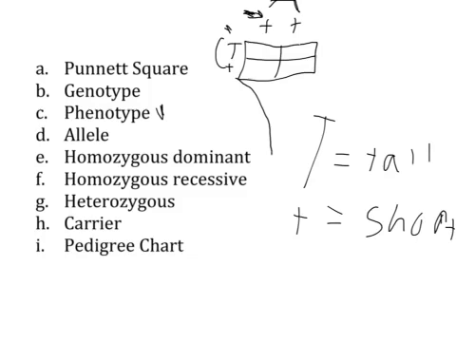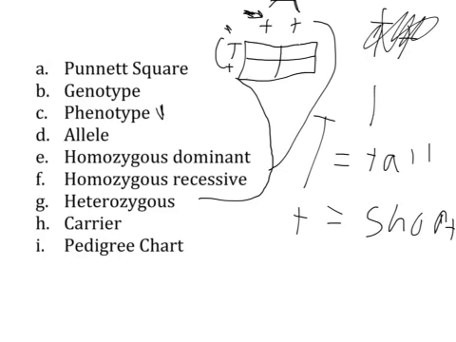This would be a heterozygous. Now, little t would be a homozygous recessive. Big T would be homozygous dominant, saying that they're the same. Homo means same, which means big T are the same. So that'd be homozygous dominant, and little t are the same, which means homozygous recessive. Hetero means different, so big T and little t are different, so it's heterozygous.